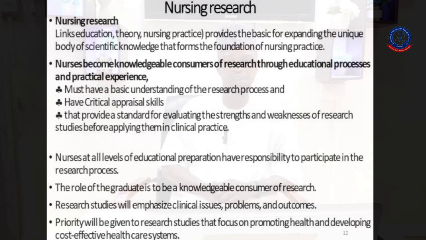Nursing research. Nursing research does not just happen. It's linked to several things. It links to education, it links to existing theory, and it links to the practice in the nursing profession. Nursing research provides the basis for expanding the unique body of scientific knowledge that forms the foundation of nursing practice. Nurses become knowledgeable consumers of research through educational processes and practical experience.